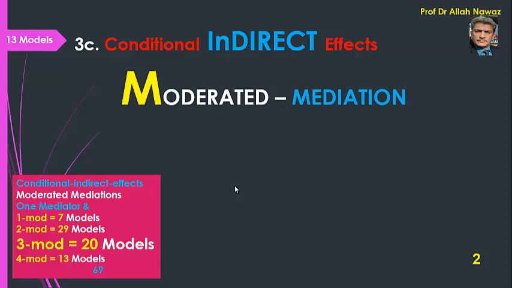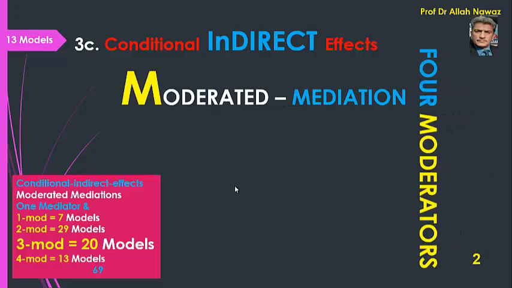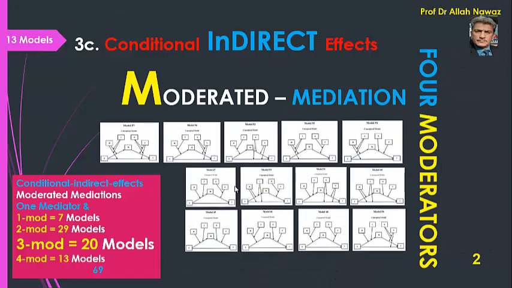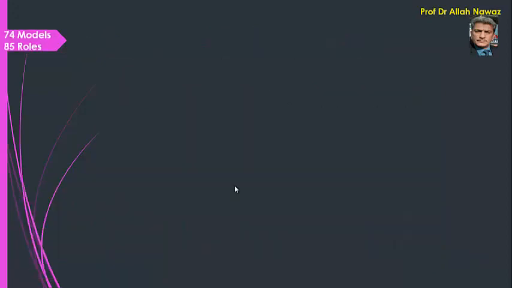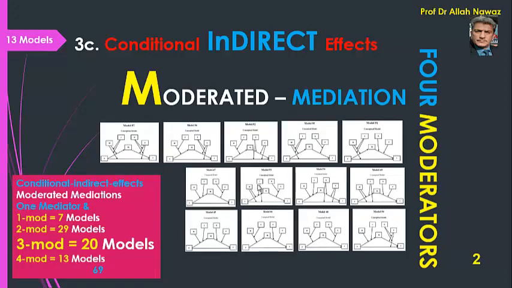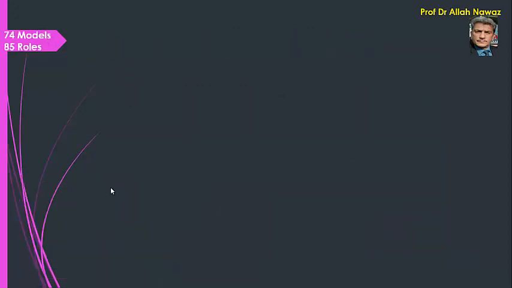of moderated mediation is the use of 4 moderators. For this purpose, the process macro contains 13 models, and these 13 models use 4 moderators on a mediation model, and the researchers can pick any one of them depending on the match between these models and their research topics.